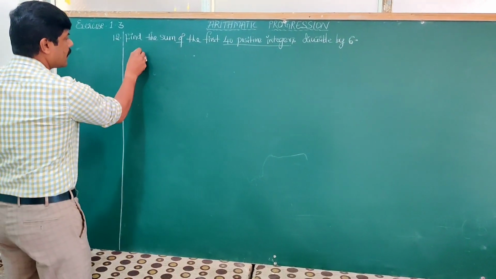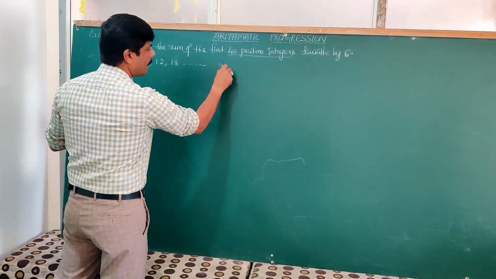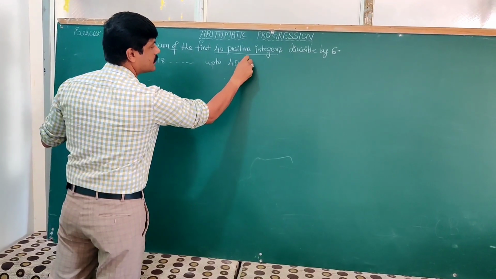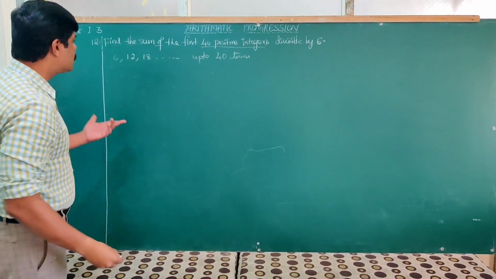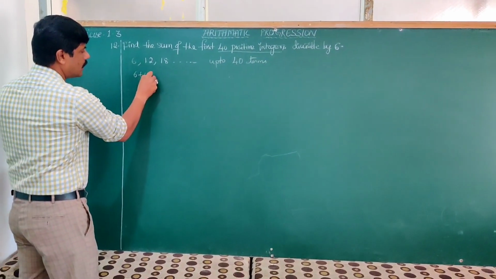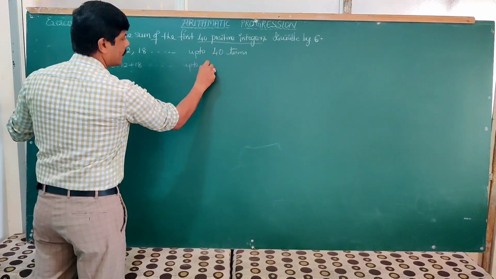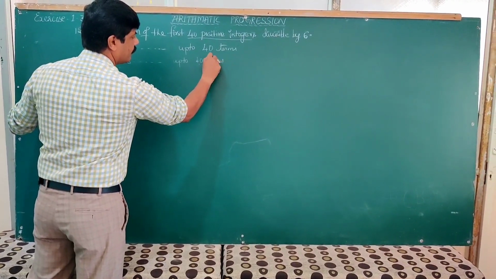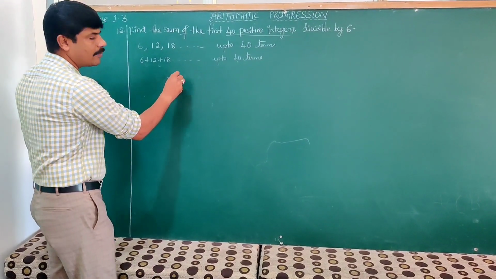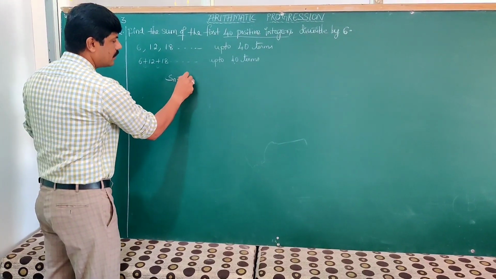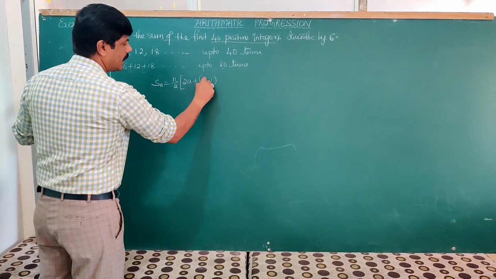Okay children? Now see, 6, 12, 18, etc. up to 40 terms, the sum we have to find. So we say 6 plus 12 plus 18 up to 40 terms. How do you find it? We have a formula for that. The sum of n terms formula: Sn is equal to n by 2 into 2a plus n minus 1 into d.